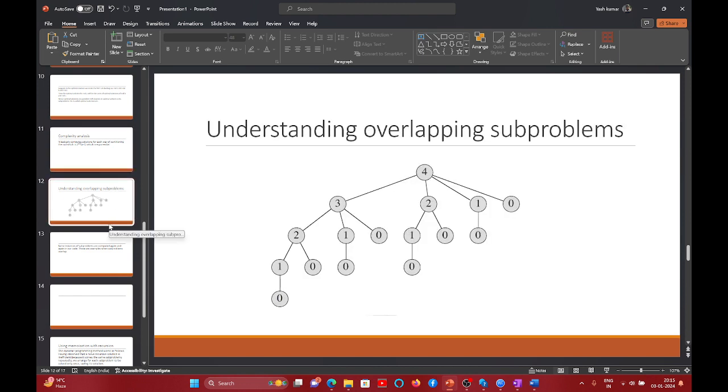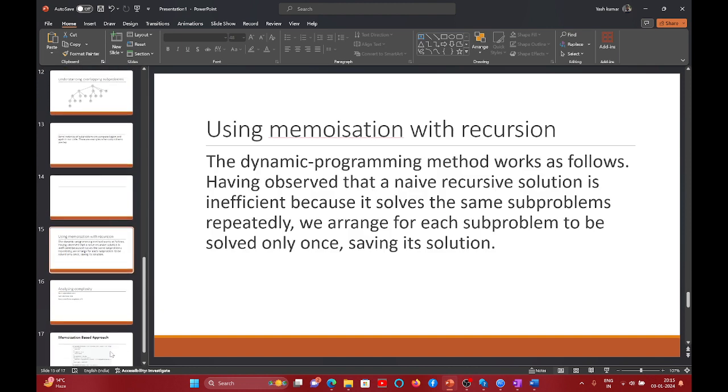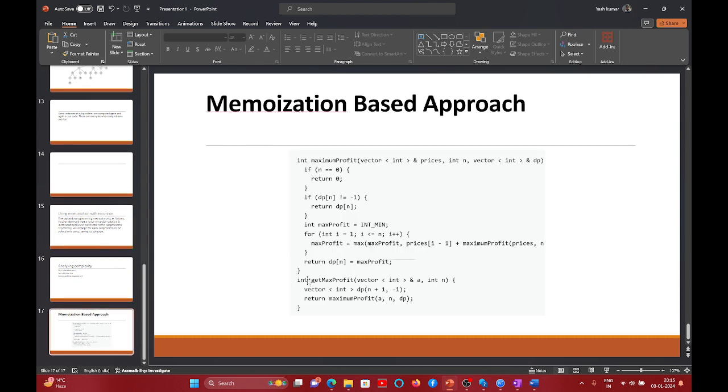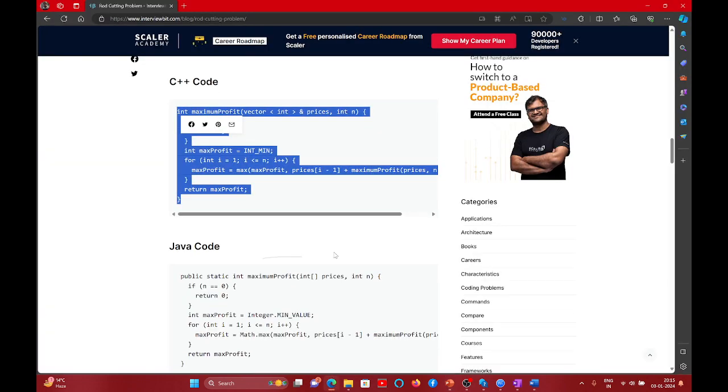So how do we store it? We can easily store it by using a technique called memoization. So this dynamic programming method works as follows. Having observed that a naive recursive solution is inefficient because it solves the same subproblems repeatedly, we arrange for each subproblem to be solved only once, saving its solution, which is what I just said. So we will just change our recursive code.